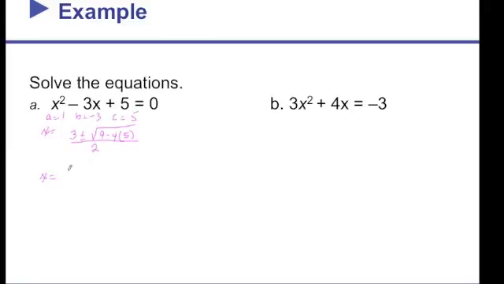will be 5, all over 2a, in this case will be a 2. So x equals 3 plus or minus the square root. 9 minus 20. Ooh, that's -11, all over 2.